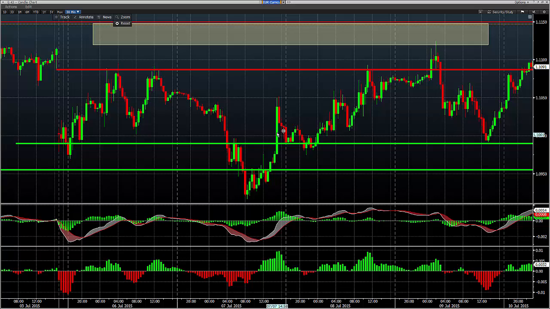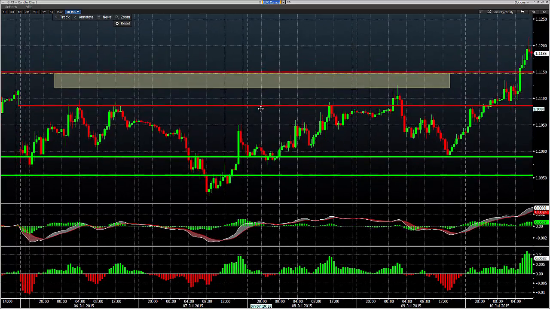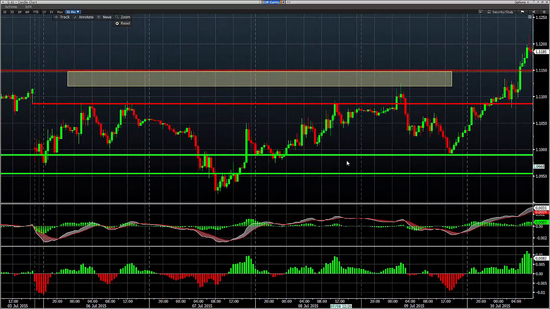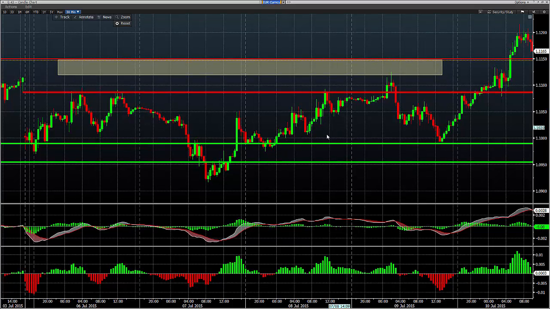What is this? Again, stop run. It's taking out all these shorts. And where does it trade? Right back to the breakdown area. So my point is to show you how powerful these levels are. If you're not using them, you need to be using them.